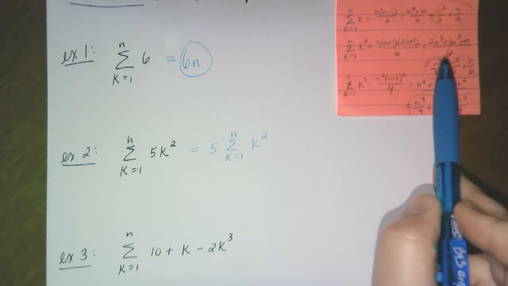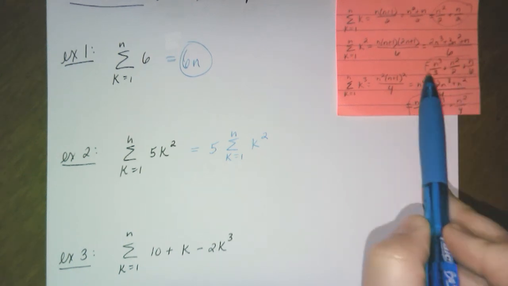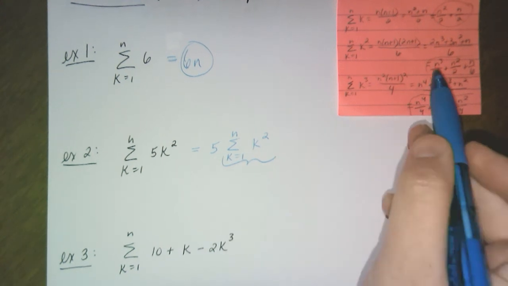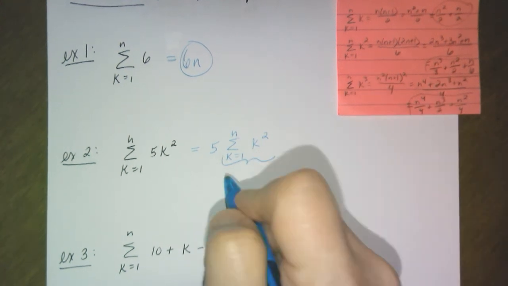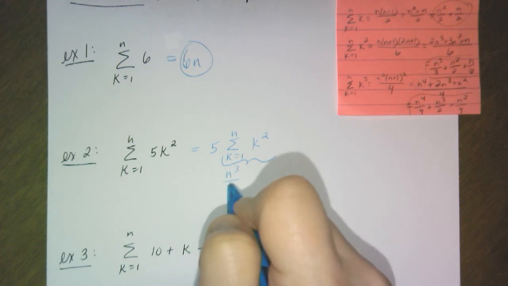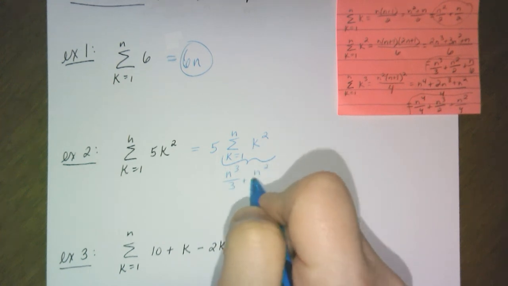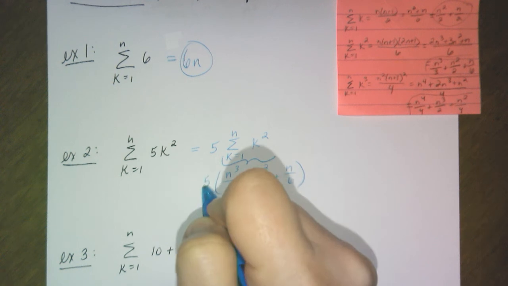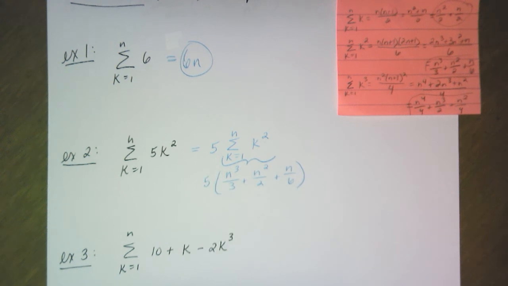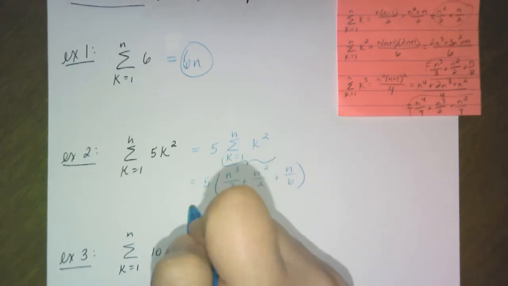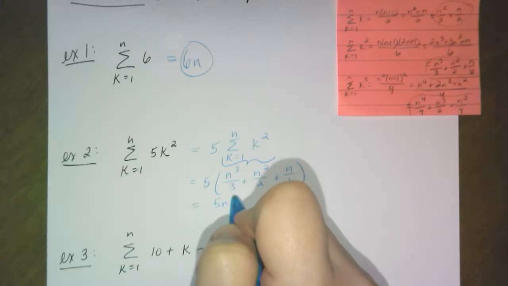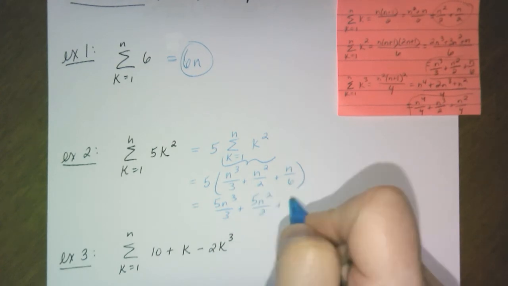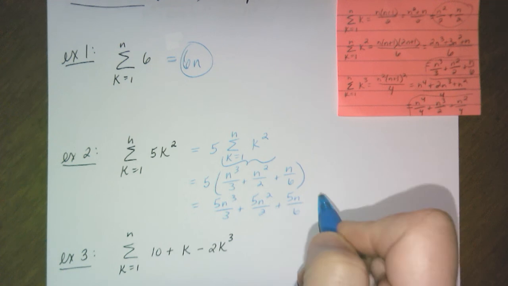Now, I'm going to jump right to the fractions. So I'm going to replace this with the k squared summation, which is n cubed over 3 plus n squared over 2 plus n over 6. And I'm going to multiply all that by 5. So what would that be? It'll just be 5n cubed over 3 plus 5n squared over 2 plus 5n over 6.